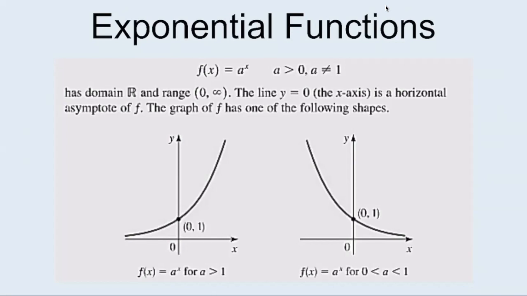Now, in both of these cases, the y-intercept is the point 0, 1. The difference between these two is the value of a. When you look at the one on the left, the value of a is greater than 1. Whereas when you look at the function on the right, the value of a is a fraction between 0 and 1.